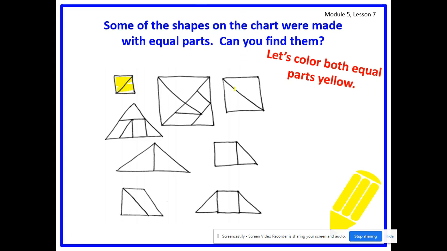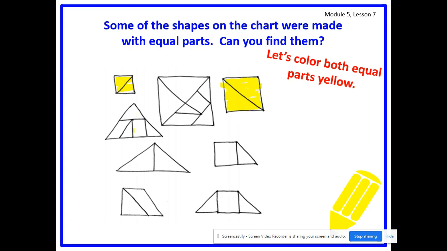Look at this one over here. This is another square. Are the parts equal? Yes. How many equal parts do we have? Yes, 2. So we're going to go ahead and color it in. And if you said that it's the exact same shape as this one we just colored, you are right. It's just bigger, right? So thank you for paying attention.